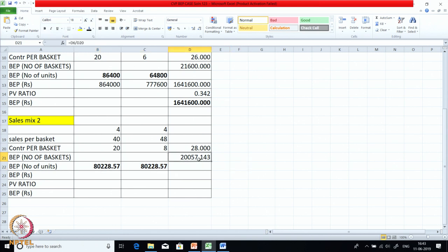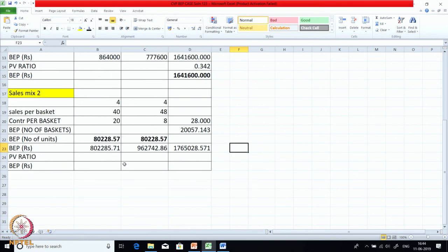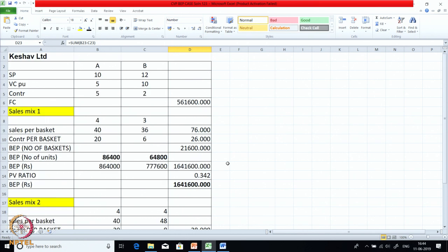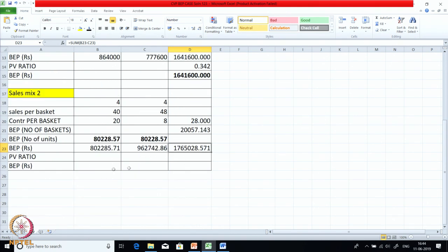In units, 20,057 into 4. So, you get 80,228. And 80,228, both of A and B. Also calculate it in rupees now. So, multiply it by their respective sale prices: 8,02,000 and 9,62,000. So the final answer is 17,65,000. Same way it can be done using weighted average as well. Now the weighted average PV is 0.031. So BEP is 17,65,000.